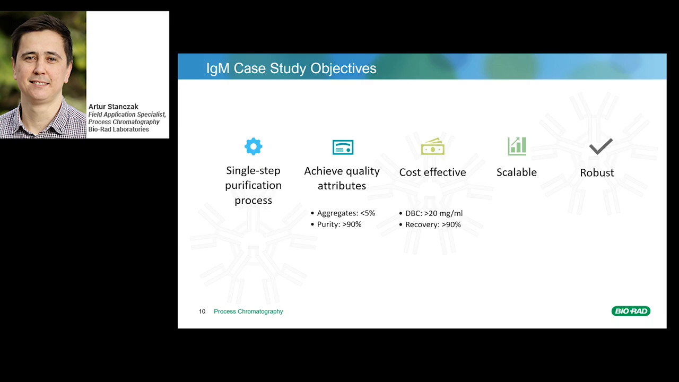Resin capacity target was set to 20 mg of IgM per milliliter of resin to reduce the cost of raw materials. The process also must be scalable and robust.